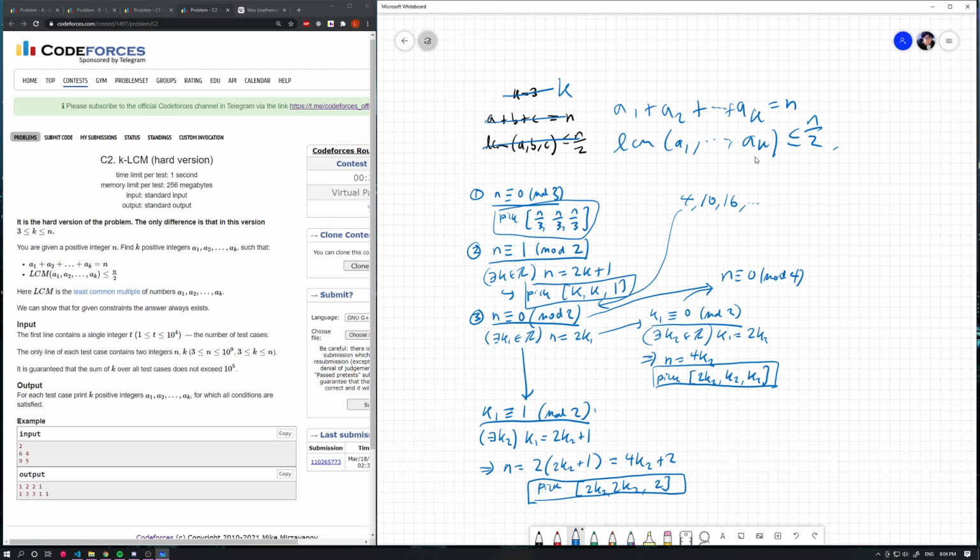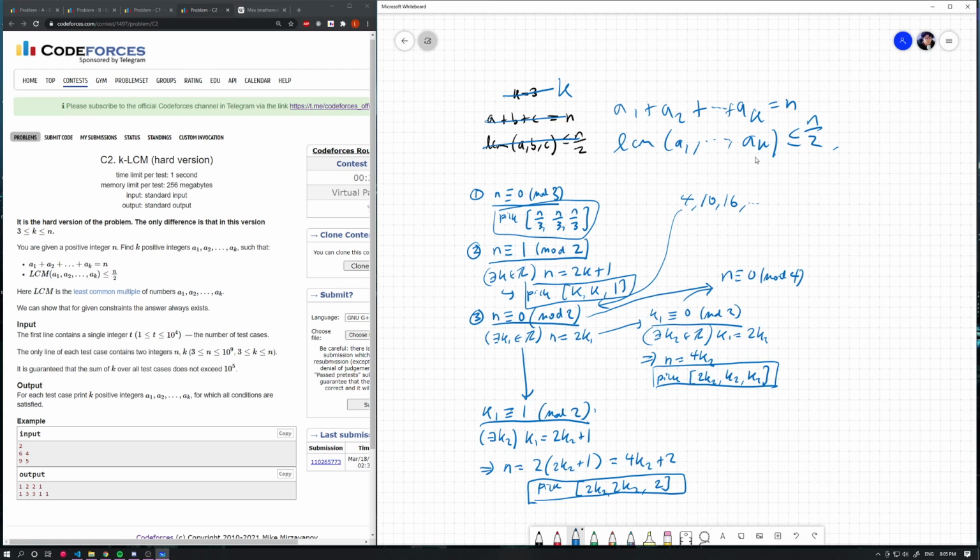But the insight to this problem is to notice that for the first part, if you could pick 0, then things are pretty straightforward, right? Then you would just pick n over 3, n over 3, n over 3, or n over 2, n over 2, and 0. But you can't pick 0. But the thing to realize is that for the second part, you can pick 1.